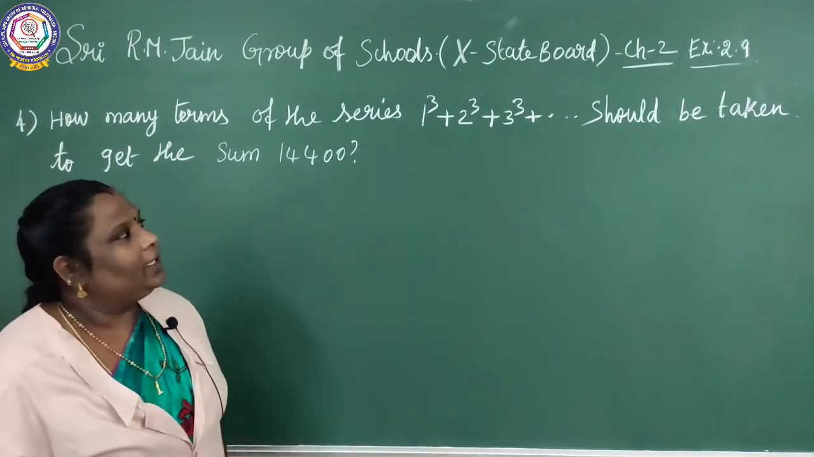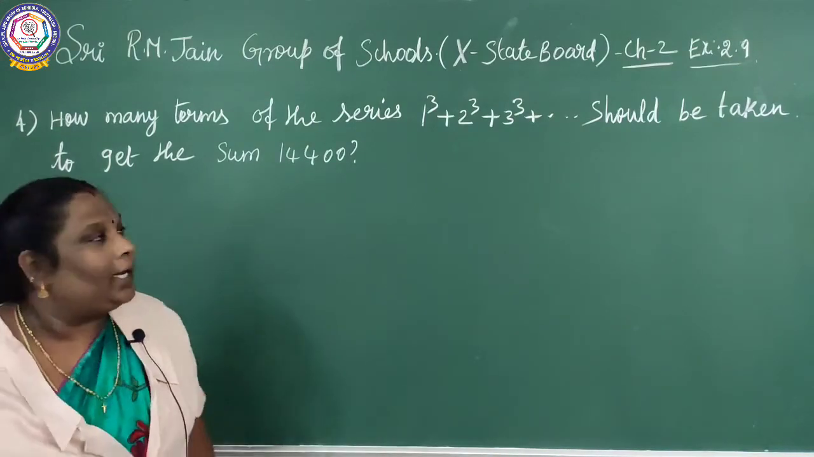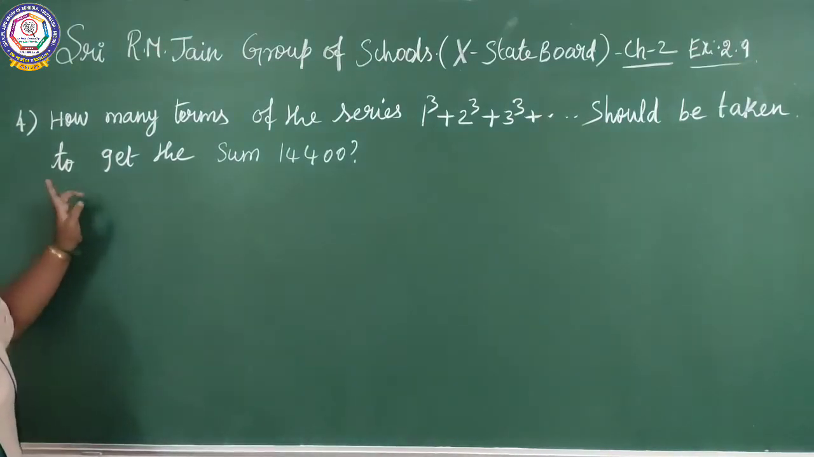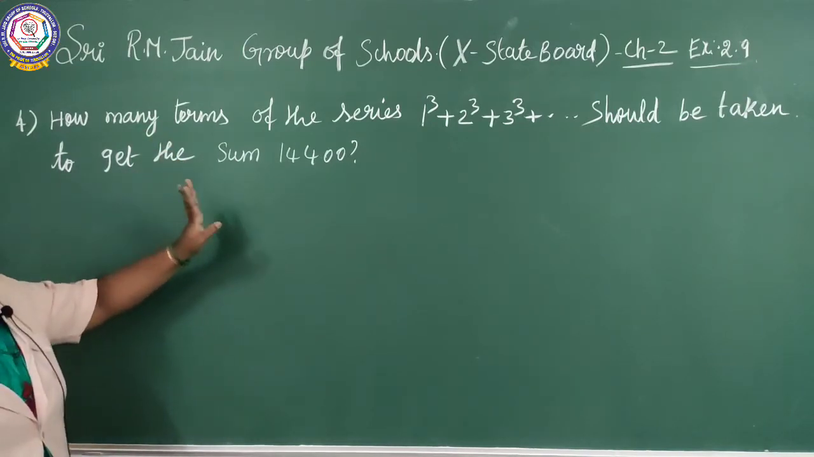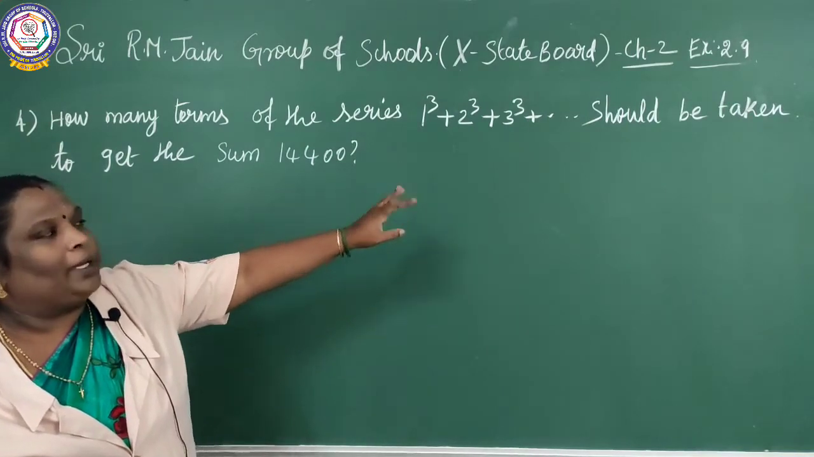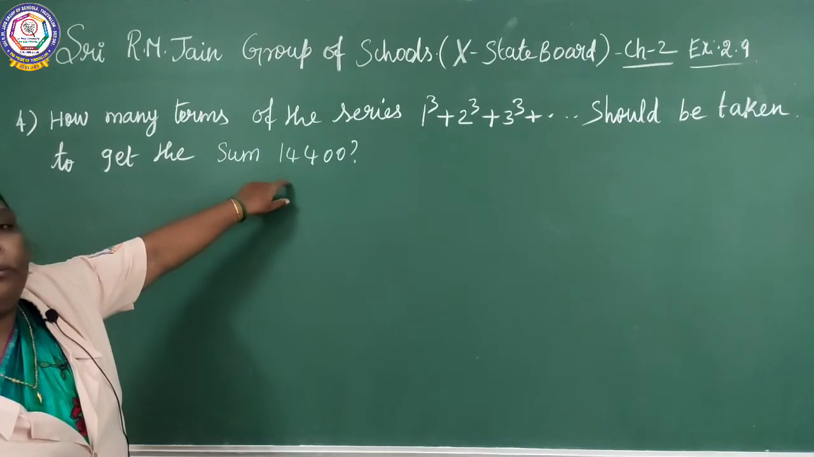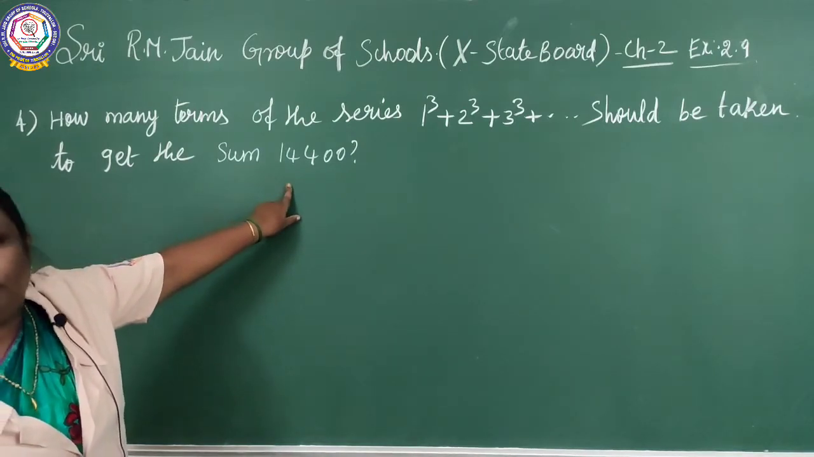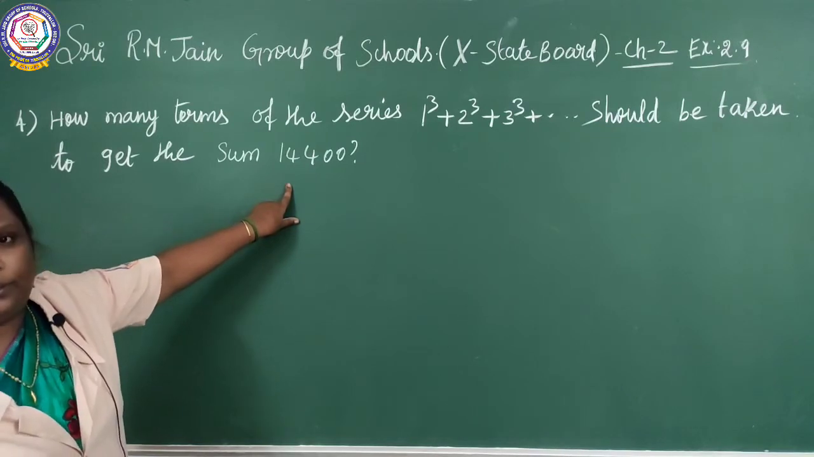Hello children. This is 10th standard state board, chapter 2, exercise 2.9, fourth sum. How many terms of the series 1 cube plus 2 cube plus 3 cube plus etc. should be taken to get the sum of 14,400? Number of terms, how many terms?